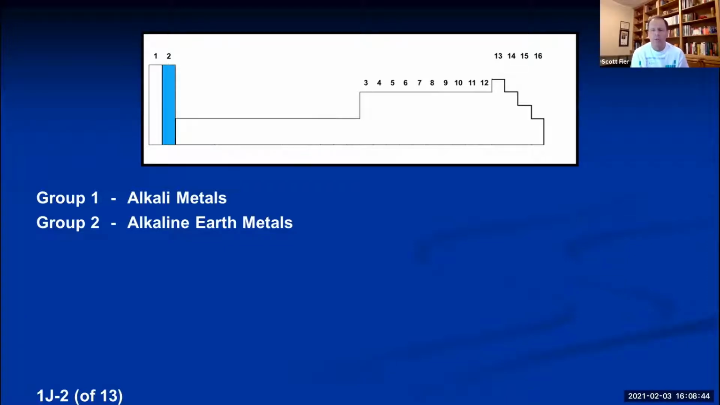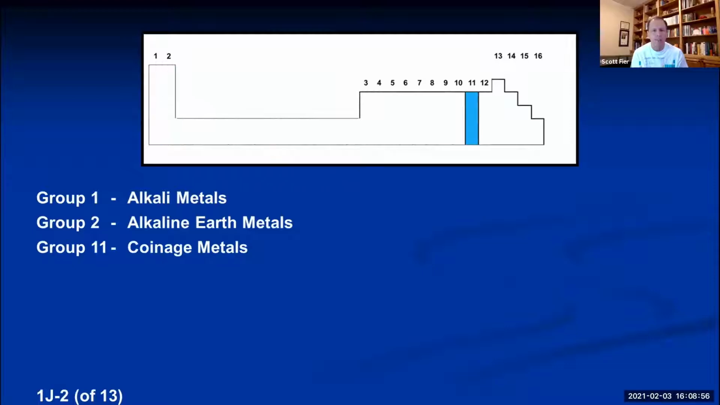If you go all the way over to column 11, and you can see that's sort of near the end of the d block in the periodic table, column 11 has copper, silver, and gold in it. The elements in this column have a characteristic name. They're called the coinage metals because we make coins out of them, okay? So I want you to know they're the coinage metals.